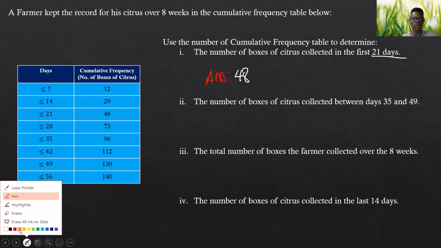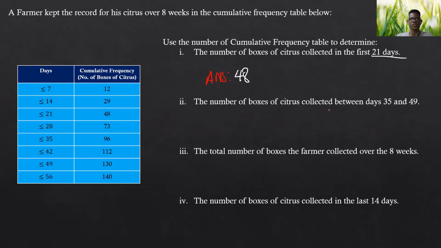Well done. The next one says the number of boxes of citrus between days 35 and 49. As I said before, most of these numbers are just going to be straight on your cumulative frequency table, and it's best just to go straight to them. So between 35 and 49, we go to the cumulative frequency for day 35, these are all days, and that is 96, right? And 49 is 130.